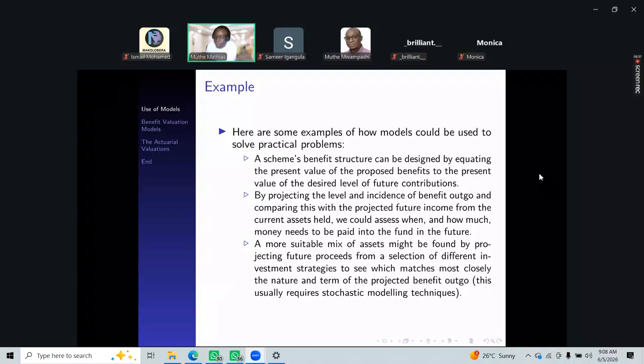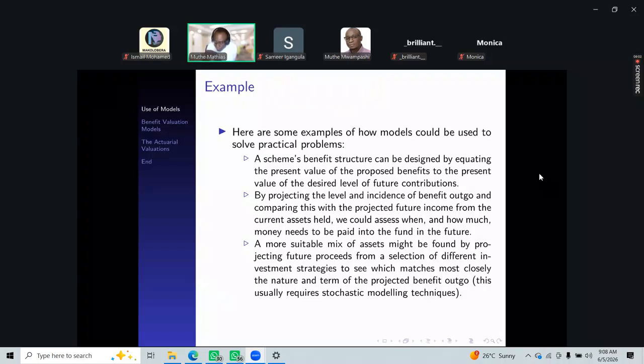And also I need to have an idea about the timing, right? Remember I said in the previous lectures that we have to make sure that we match not only the timing but also the amount, right? So I'll have to do a projection of the expected amount which will be paid and also the timing, and then try to find a good mix of assets which will be able to match this liability at the end of the day, right? So these are a few examples of how these models can be used when it comes to projection.